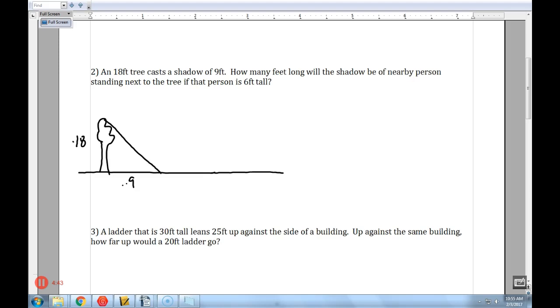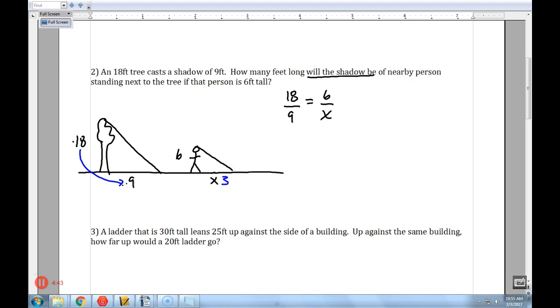It says, how long will the shadow be of a person? So you have a person standing here that we know to be 6 feet tall. And so we're trying to find the shadow on this one. So you could set up a proportion. You know, I could do tree height over tree shadow equals person height over person shadow. But I also can see a couple different things. One is that the shadow is half of the height. That would give me the answer.